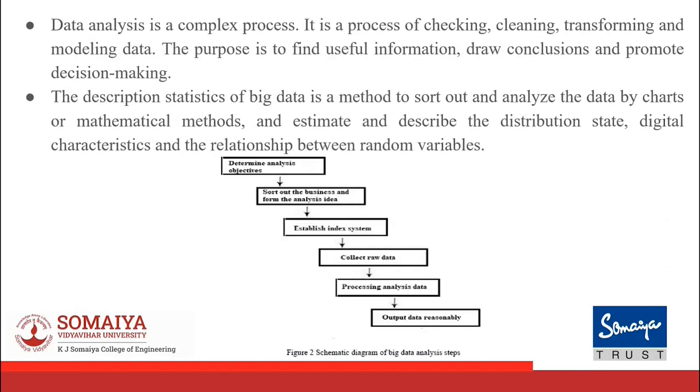Data analysis is a complex process. It is a process of checking, cleaning, transforming, and modeling data. The purpose is to find useful information, draw conclusions, and promote decision making. The descriptive statistics of big data is a method to sort out and analyze the data by charts and mathematical methods, and describe the distribution state, digital characteristics, and the relationship between random variables. You can see here the schematic diagram of big data analysis steps.